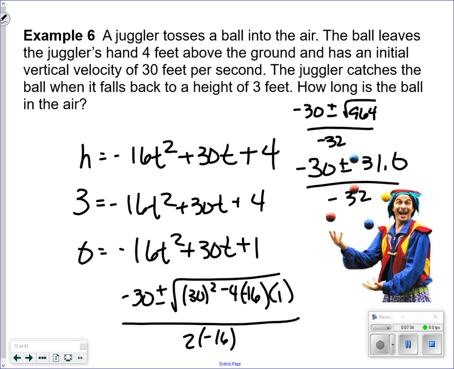So now, negative 30 minus 31 divided by negative 32 would be 1.91 seconds, and then negative 30 plus 31 divided by negative 32 is a negative. So the only answer to this is after 1.91 seconds, the ball will have been launched up and will have fallen back to 3 feet.